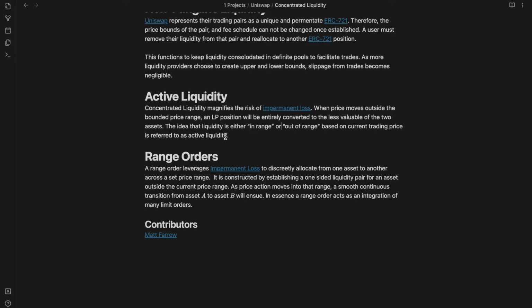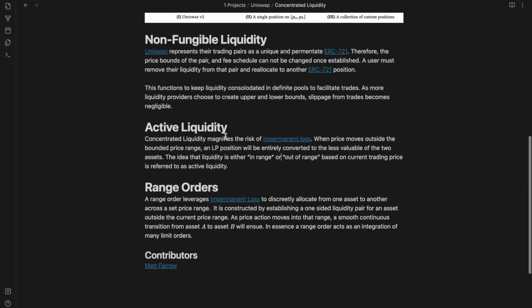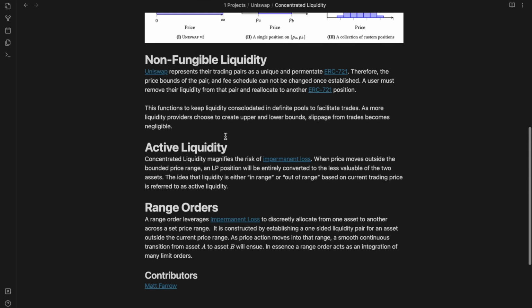Uniswap v3 leverages this property of impermanent loss to create something we call active liquidity. Active liquidity is basically saying that you use this property of impermanent loss to create active liquidity positions. So liquidity is either in range or out of range based on price.